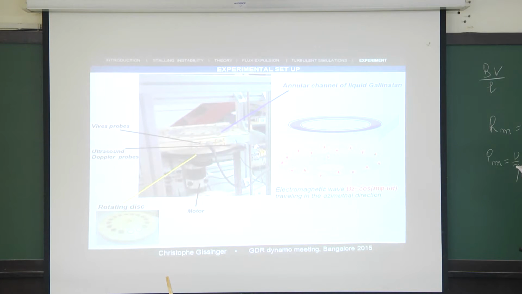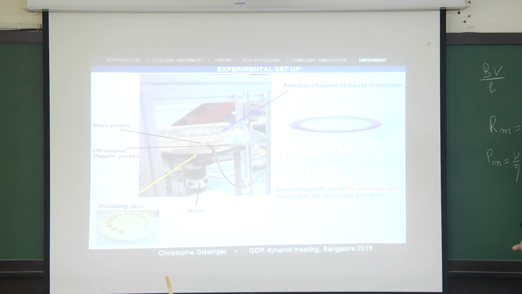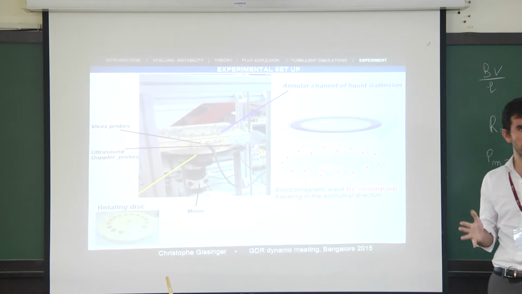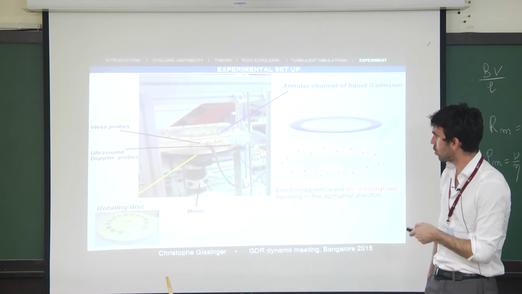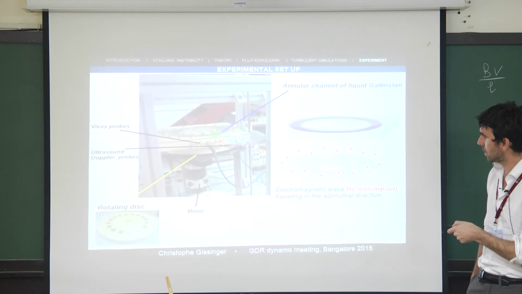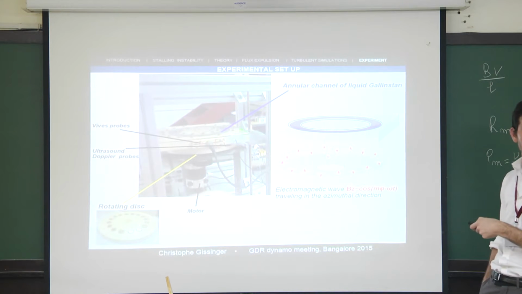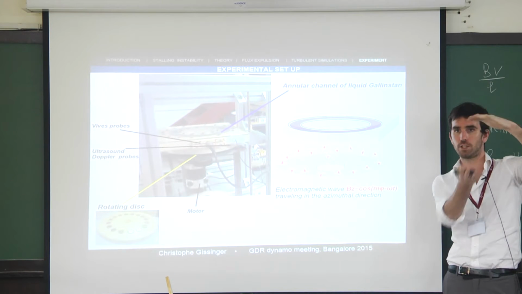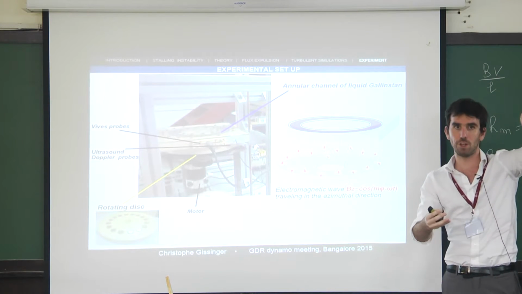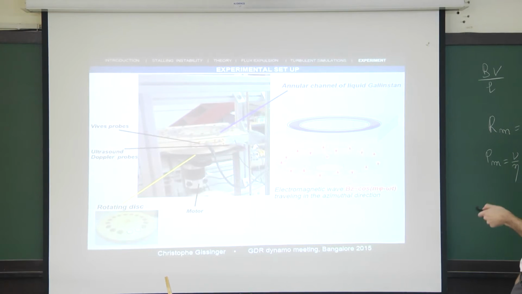So we have built a very simple experimental setup in order to see this instability. This is only a small version of a future experiment. This is a picture of the experiment. We have this upper piece here, which is an annular channel, filled with liquid gallium. It's a small experiment, this size. It's filled with liquid gallium, and we want to drive a motion, obviously in the azimuthal direction.